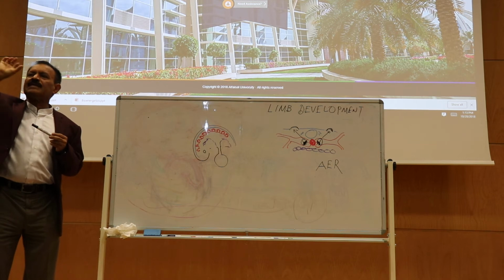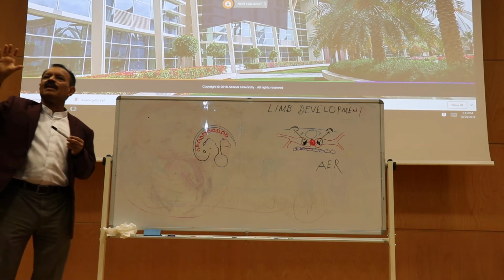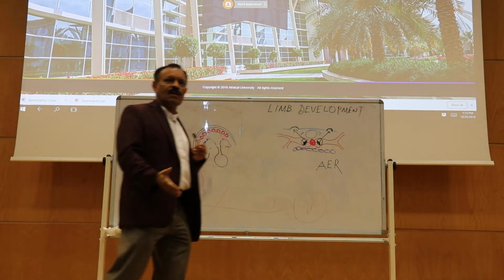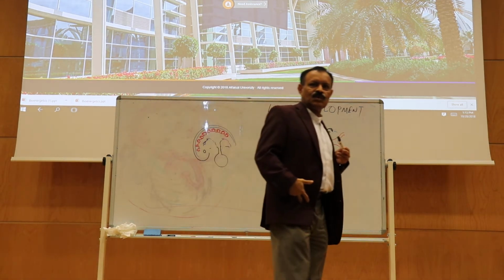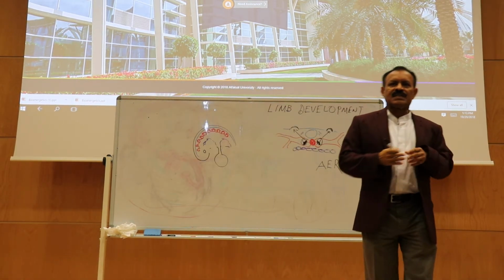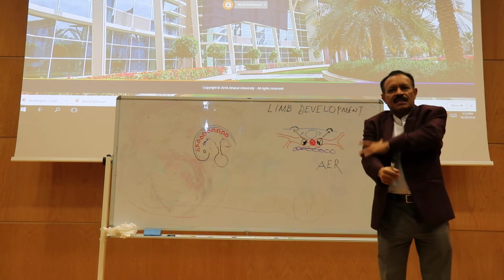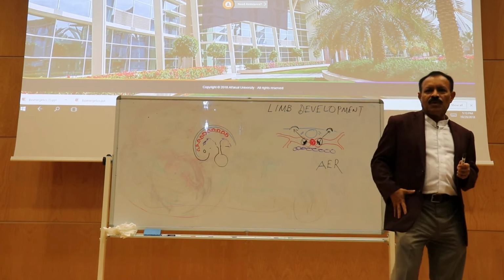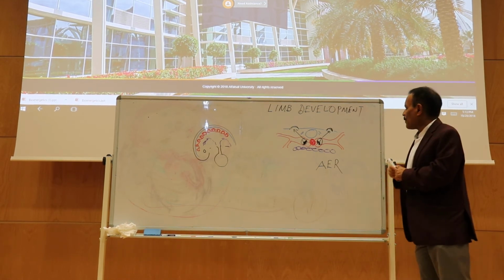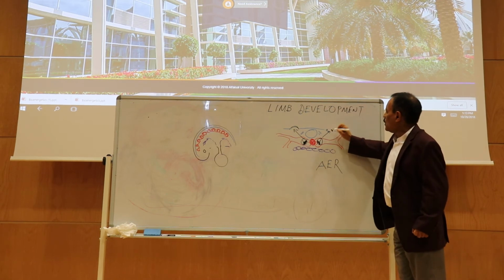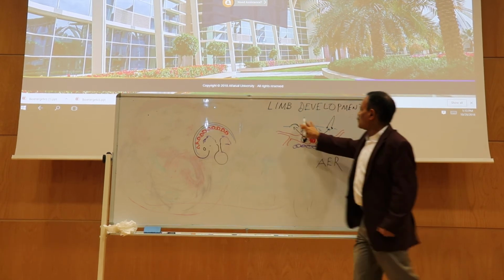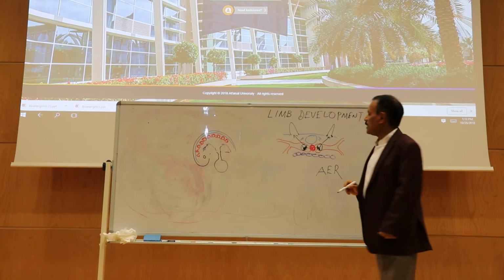Vertebral level, which level? S2 to L4. One is the cervical level, one is the lumbar level. You understand that? When the cervical level is touching, then this is forming. When it's touching over here, then what will happen is this one slowly will grow, and this one slowly will grow, and that's the limb.